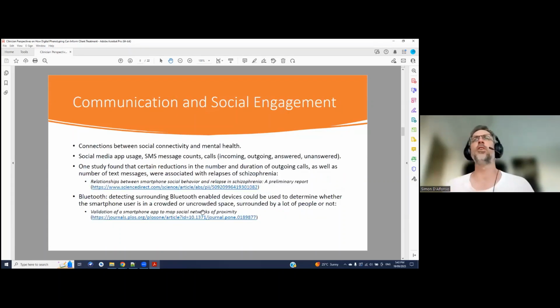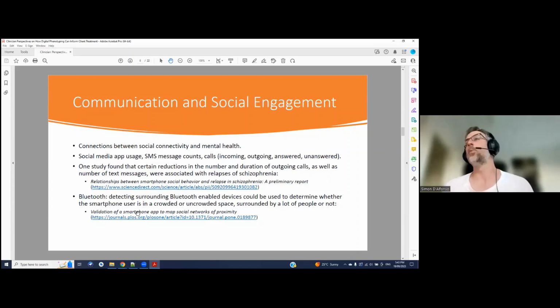There's the communication and social engagement sensors. We know these sensors: social media app usage, SMS message counts, calls. We get incoming, outgoing, answered, unanswered, all that stuff. One study here found that certain reductions in the number and duration of outgoing calls, as well as number of text messages, were associated with relapses of schizophrenia.